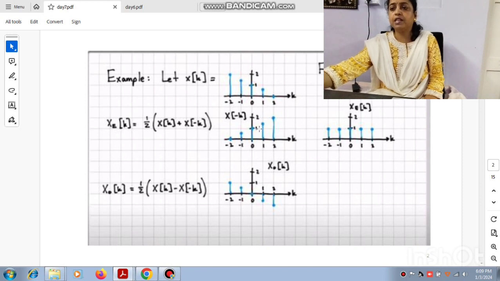Now if these two signals are added and the amplitude is divided by 2, we are going to get the signal which is called the even signal. Similarly, if we consider this x of k and subtract x of minus k from x of k and divide the amplitude by 2, we are going to get x odd, which is nothing but the odd version of the signal.